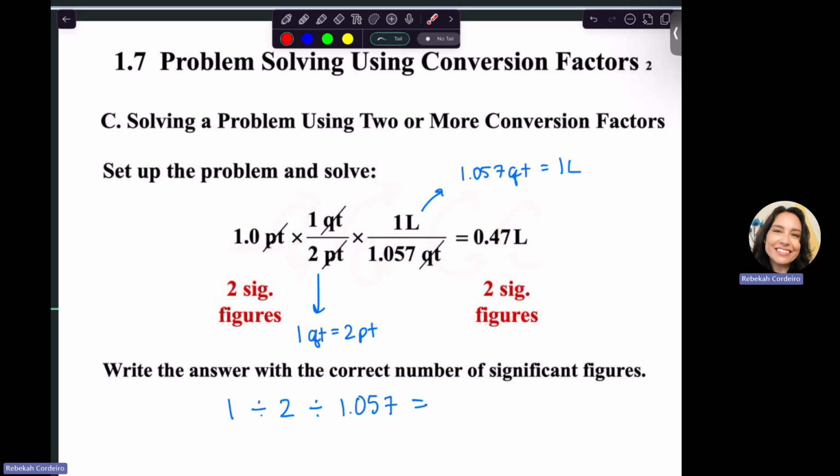If you need help with this, call me over, or if we have an LA in class, call them over, and we can definitely work out how to put these in your calculator so that you're efficient with your work.